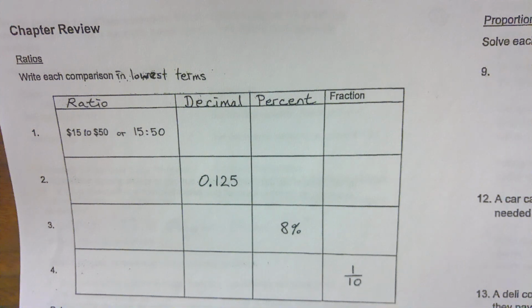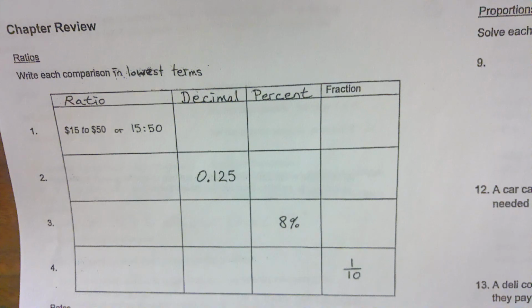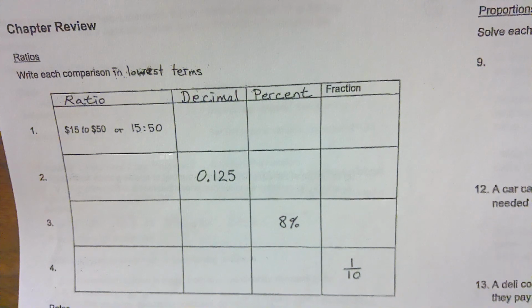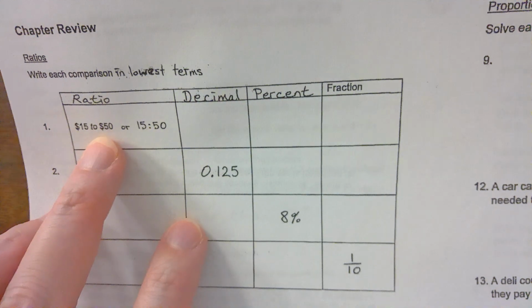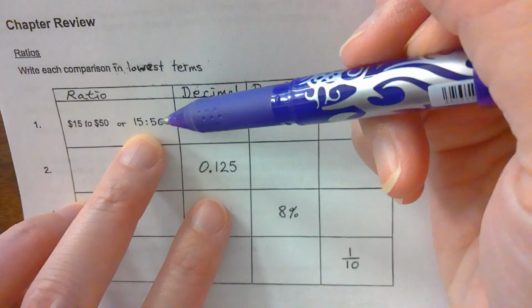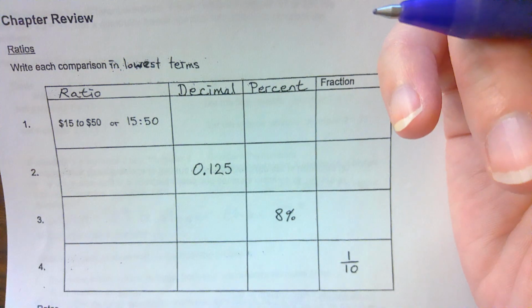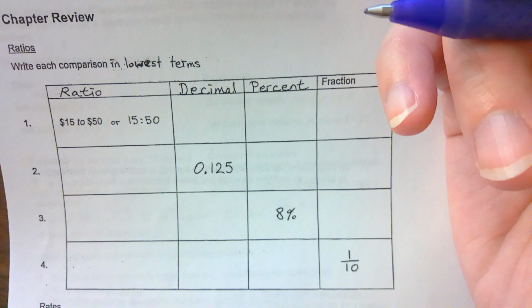Okay, so as you know, your test is on Wednesday. So let's do this chapter review. Write each comparison in lowest term. The first one is done for you, 15 to 50. You can rewrite it as 15 to 50, but it's not in lowest term. What is it in lowest term?